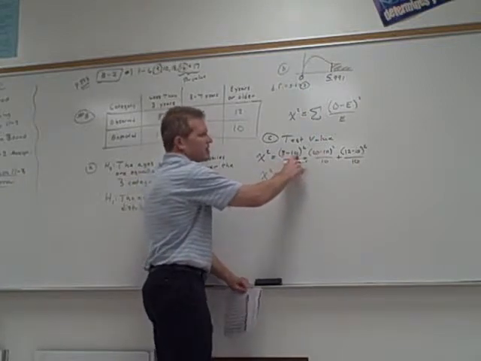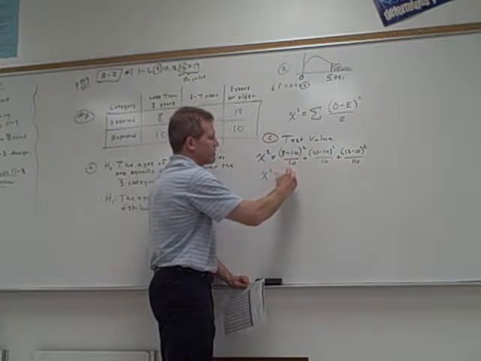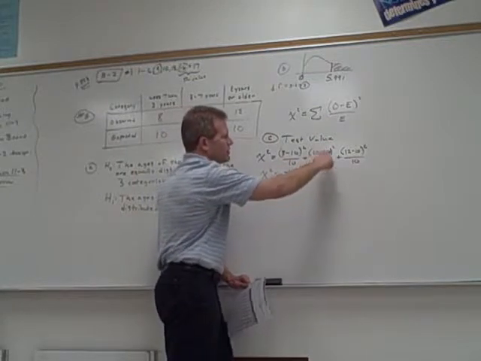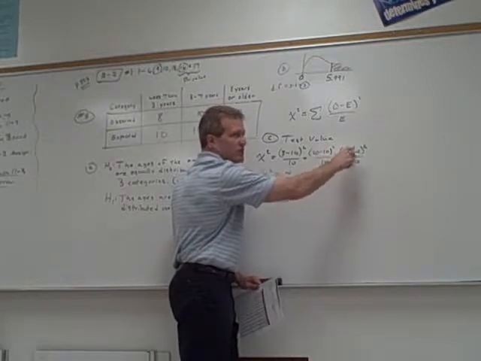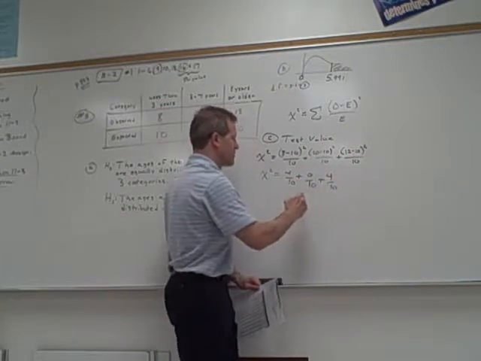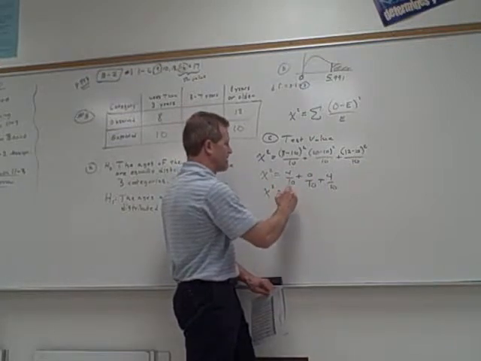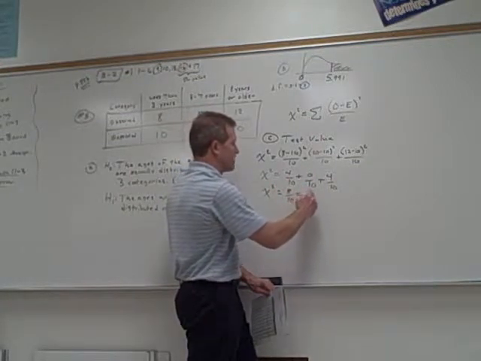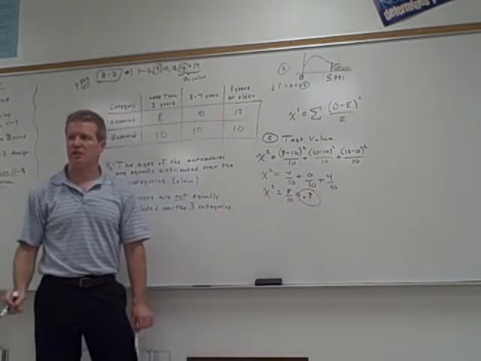So 8 minus 10 would be negative 2. Squared would be 4. So you get 4/10. Here you get 0 over 10. So you get 12 minus 10 would be 2 squared, 4/10. So we end up with 4/10 plus 4/10, 8/10, or 0.8. Any questions about how I calculated that?